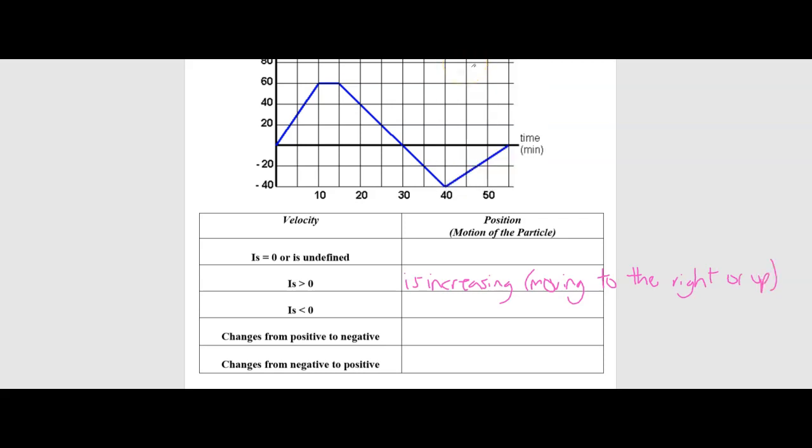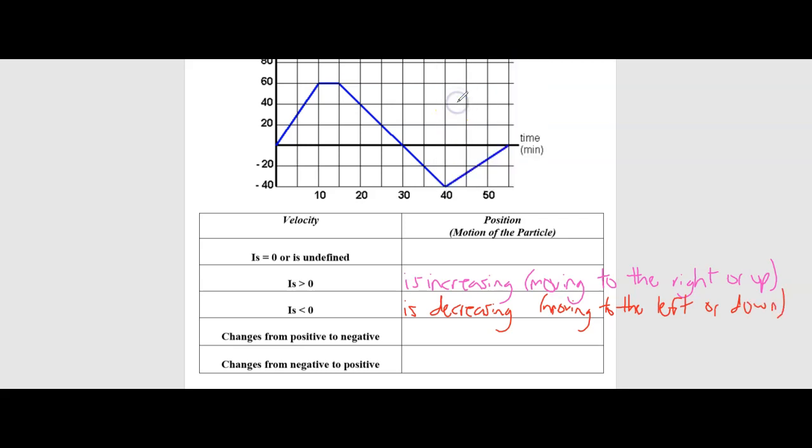When the velocity is less than 0, we could say the particle's position is decreasing, or the position function is decreasing. And that means the particle is moving to the left or down. Those are the two negative directions.